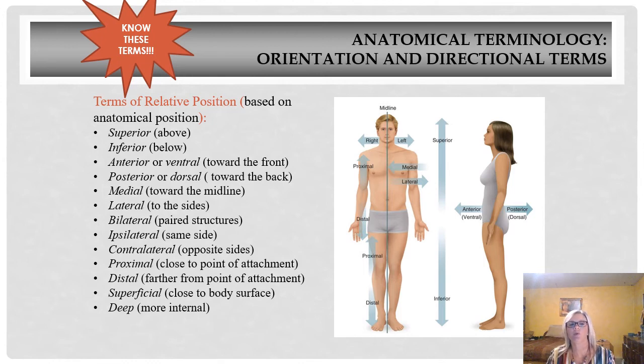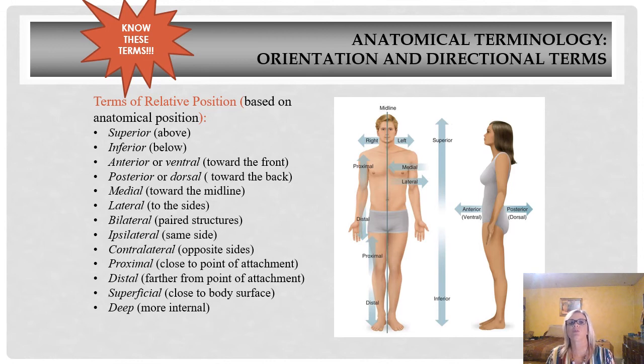Next we have proximal, and this means closest to the point of attachment. Point of attachment, that is important. The elbow is proximal to the wrist, okay? The elbow is nearest to the point of attachment. All right, distal is further from the point of attachment. So that's the opposite of proximal. The fingers are distal to the wrist. They are further from the point of attachment.